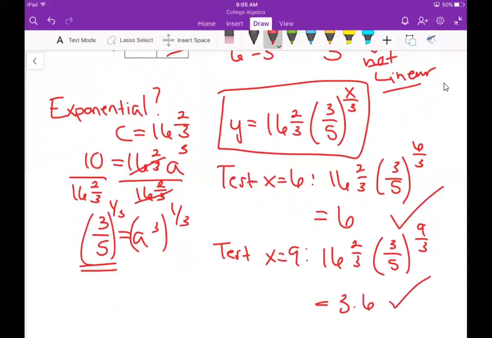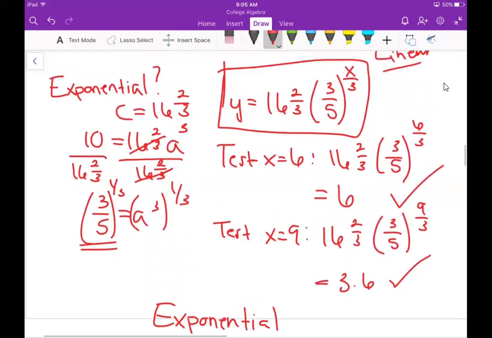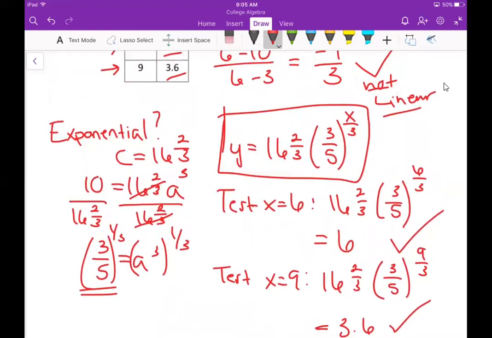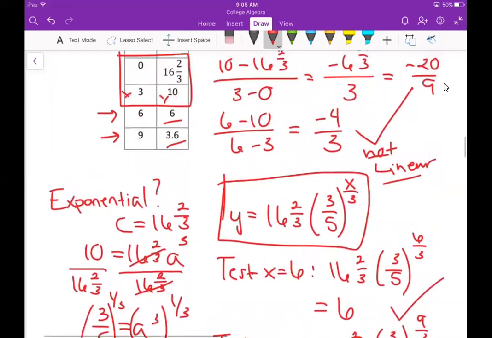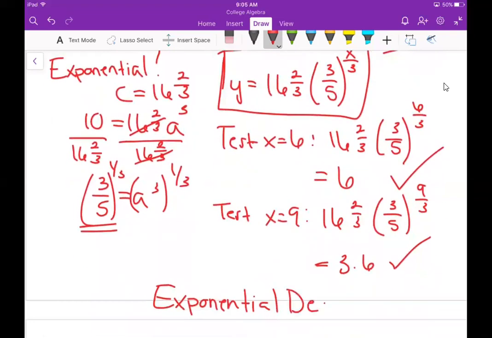All right. So because all the points work for that function, not only do we know it's exponential, but we actually know the function right now. And can you tell me at this point, is it exponential growth or exponential decay? And you can do more than just look at the factor, right? Because we always want to be careful with the factor, because right now the factor isn't by itself. So we would need to take 3/5 to the 1/3 power to see if that factor was between 0 and 1 or greater than 1. Other thing you can do is just realize that your y's are going down. So this has to be exponential decay.